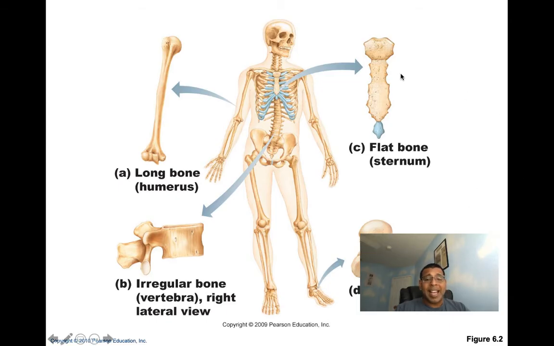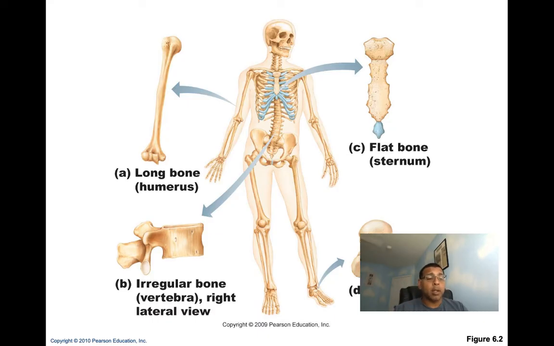Next one we have flat bones. Flat bones are thin, flattened, and a bit curved. Examples will include the sternum, our ribs, our scapulae, and most of our skull bones.